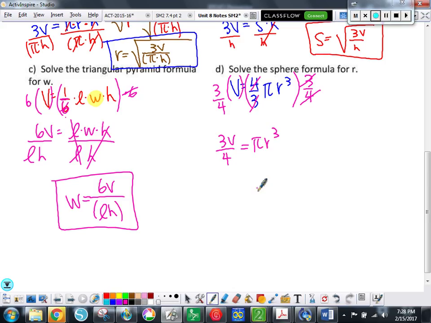Here's something very tricky. Go ahead and put your pencils down and just watch for a minute. When I divide this by pi, this can be very confusing on where this pi should go. This is a divide by 4, right? So if I'm dividing by 4 and I'm dividing by pi, this divide can kind of sneak in right here. So on the right, I would just have R cubed. On the left, I would have 3V over 4 pi.